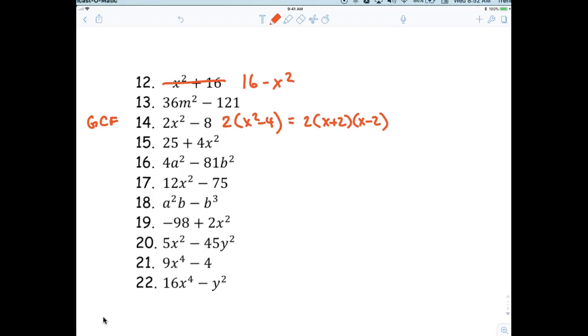Step 1, look for a GCF. That is always step 1. Step 1, look for a GCF. That's just it. That's the rule. Every single time you look for a GCF in every single problem. Sometimes there is, sometimes there isn't.